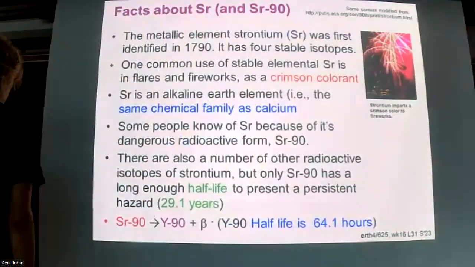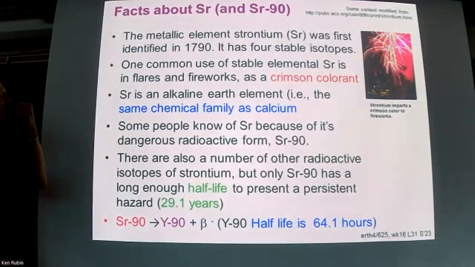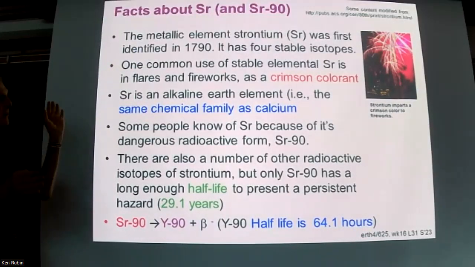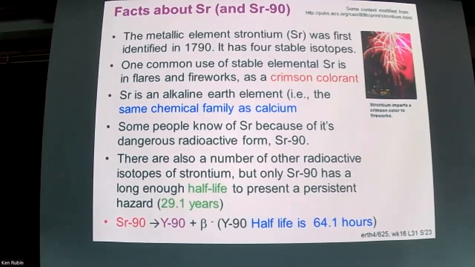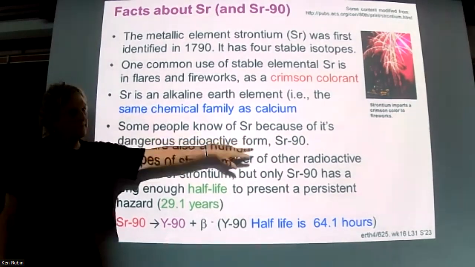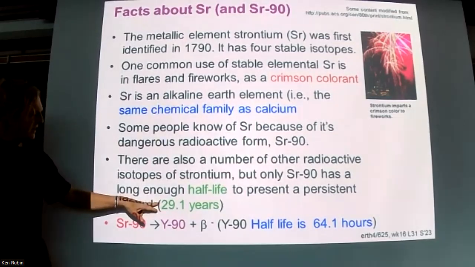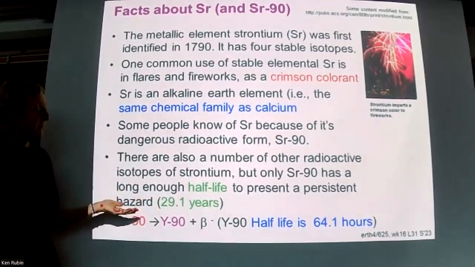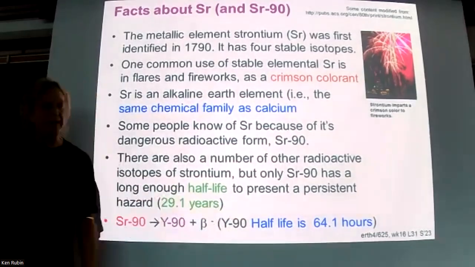So just a few facts about strontium. This is an element that was discovered a long time ago, in 1790. It's often used in fireworks because of its red colorant. It's got a lot of stable isotopes. Strontium-88 is the main stable isotope, but some people know about it because of its radioactive form, 90. It has a half-life, which we mentioned, of 29.5 years. It emits beta particles, and it decays to yttrium-90, which then has a half-life of 64 hours.